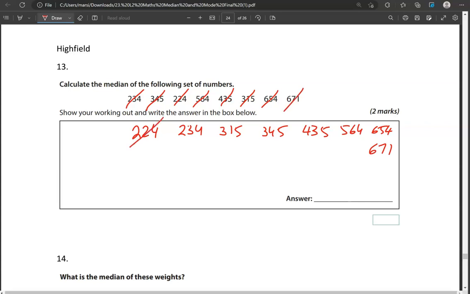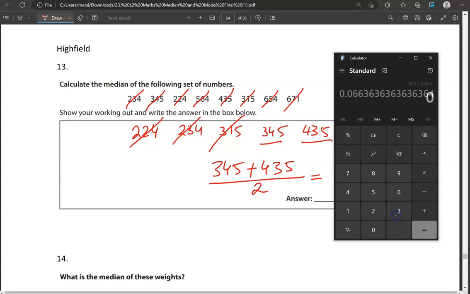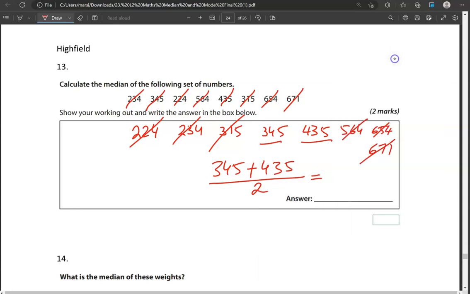So crossing this out. Nope, these 2. So we're going to add 345 and 435 and divide the answer by 2. Which is 240.